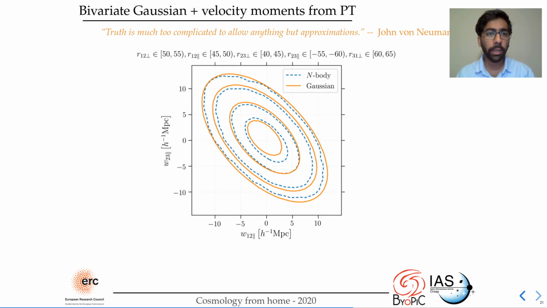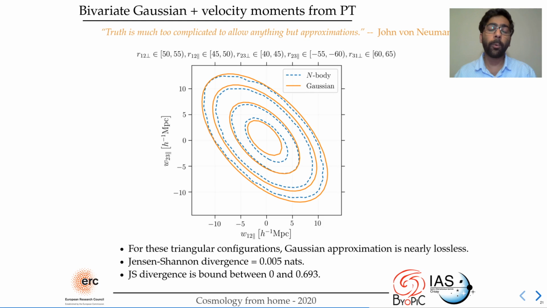To quote John von Neumann, truth is much too complicated to allow anything but approximations. Here the direct measurements from the n-body simulations are given by the dashed contour lines, while the prediction using the bivariate Gaussian ansatz plus the velocity moments from perturbation theory is given by the solid line. We try to statistically quantify the information loss connected to this approximation. For this particular triangular configuration, and similarly for the rest of the configurations along these scales, we found that the Gaussian approximation is nearly lossless.